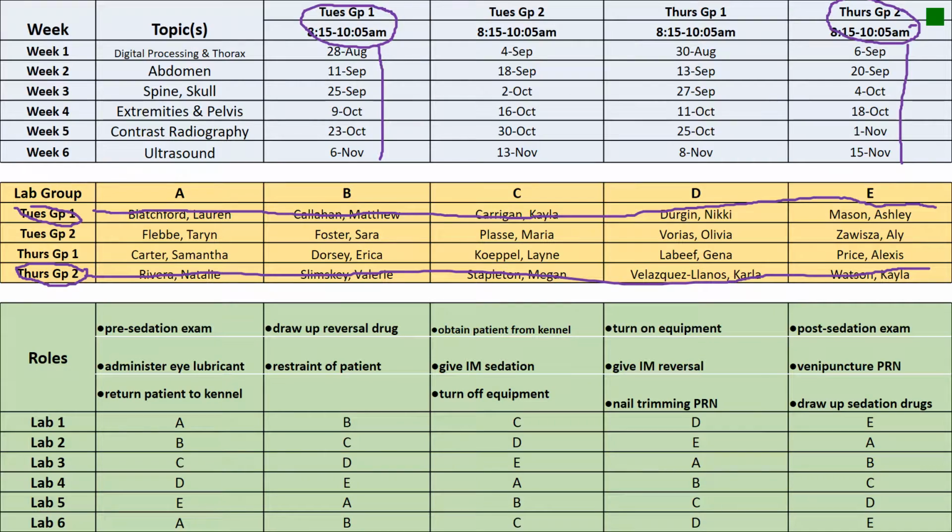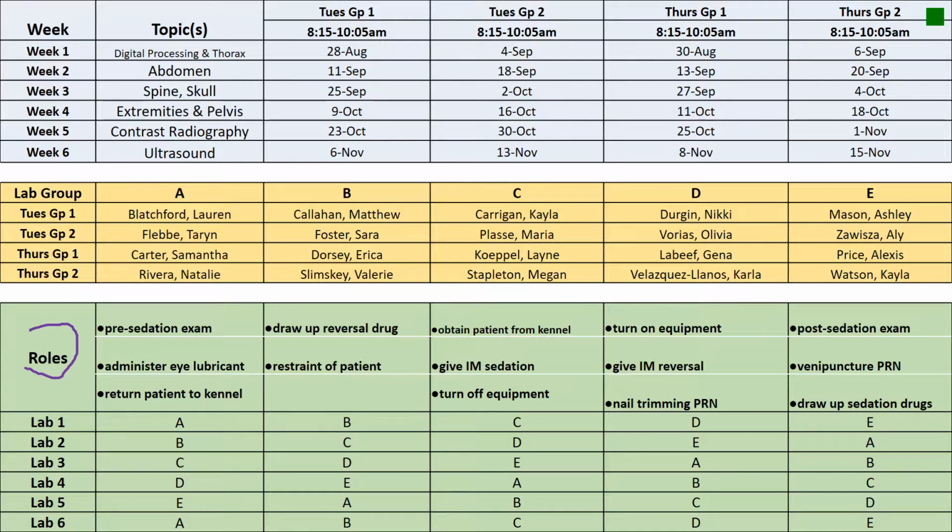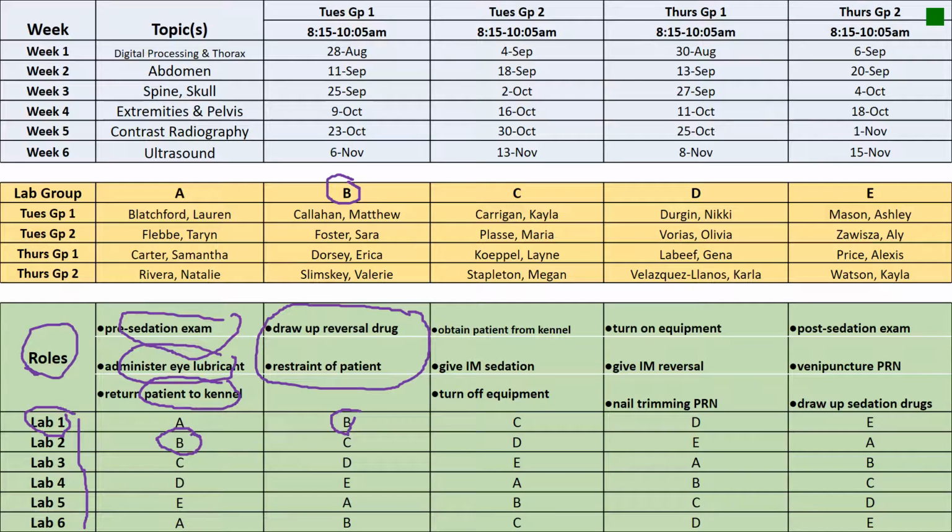The last part of the chart shows you the roles that each of you will have in each of the 6 labs. So if we go back up to the middle table and we look under letter B, for example, for lab number 1, letter B has these roles. They're going to be drawing up the reversal drug and also restraining the patient. In lab number 2, the roles for B is the pre-sedation exam, administering the eye lubricant, and returning the patient to kennel. Lab number 3, their role comes down over here in this group of skills.